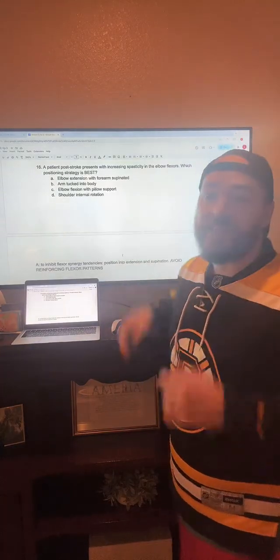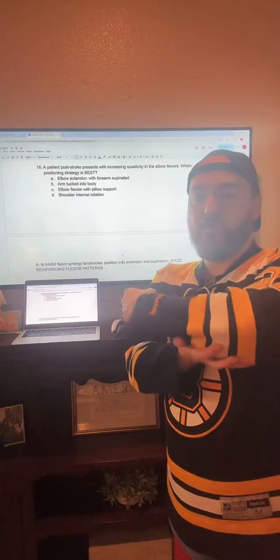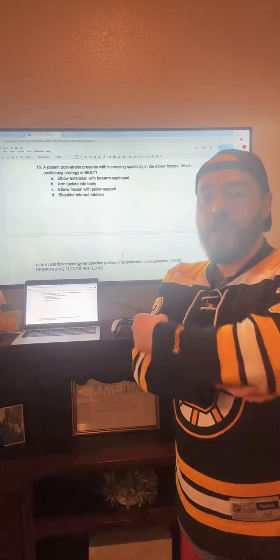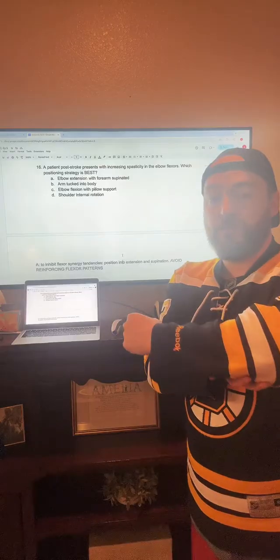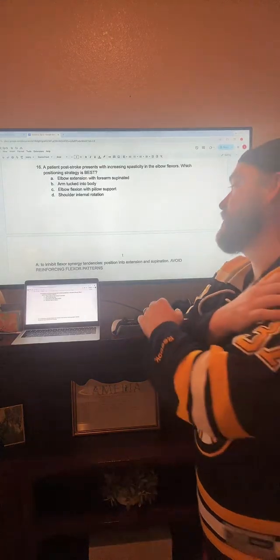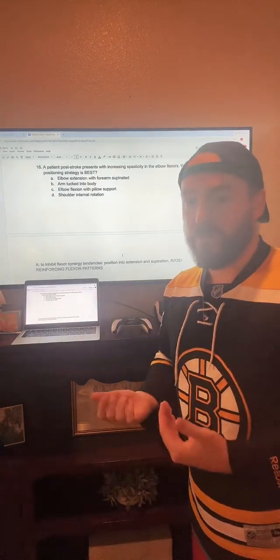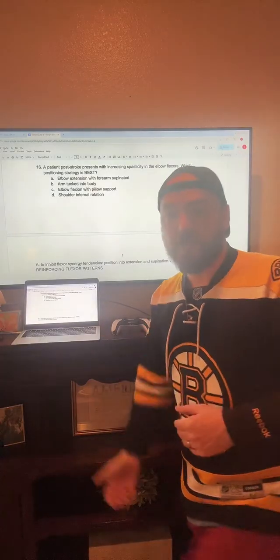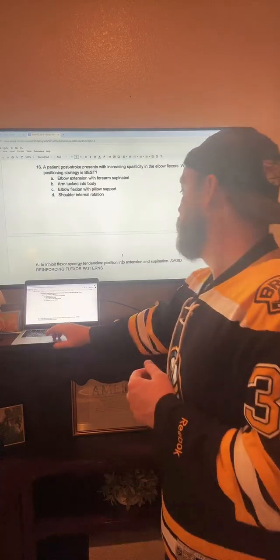That's why C is a bad answer, because if you just let them sit with pillow support in elbow flexion, then you're also putting them into shoulder internal rotation, and you're just going to help reinforce those synergy patterns, which we don't want, because we don't want these people getting contractures.